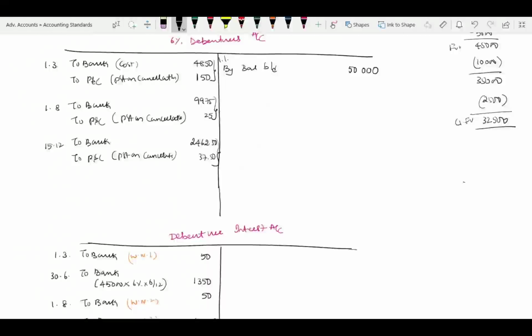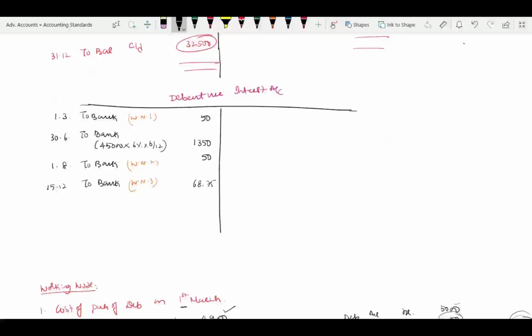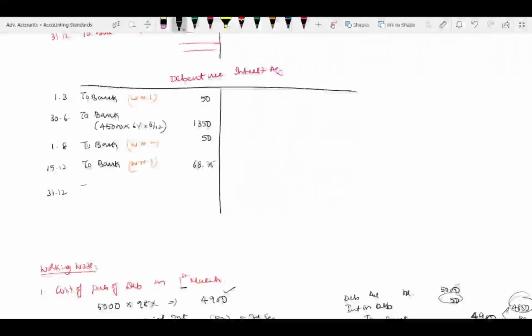Therefore, on 31st December, what am I supposed to balance? 31st December, to balance carried down, which is 32,500. On that I am supposed to pay interest. So here is the interest on 31st December to bank. So debenture interest, which is 32,500 into 6% into 6 by 12, which amounts to 975.